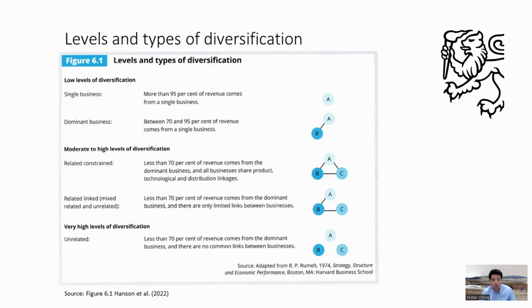We then come to the last one here, which is very high levels of diversification. And this is where less than 70% of revenue comes from the dominant business, and there are no common links between businesses. And you often see this where organizations silo off different components of their businesses in order to keep them quite separate.